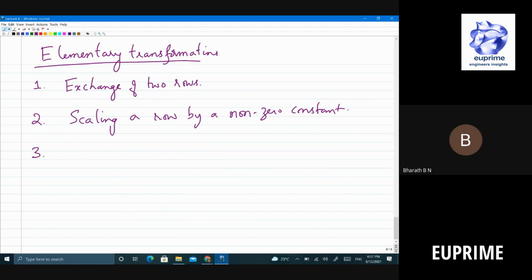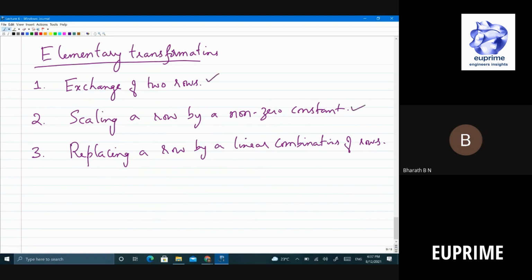Replacing a row by a linear combination of other rows. Okay. So what do I mean by that? For example, I can take a row, multiply it by a constant and add it to the previous row, and the resulting vector is what I'm going to write. These are elementary, right? But the only thing is you should be able to check that you can get back, right? First two things are very clear, very easy. What about the next one?